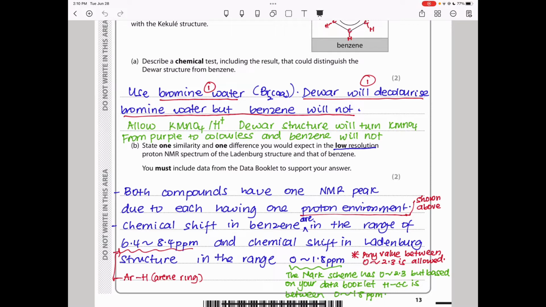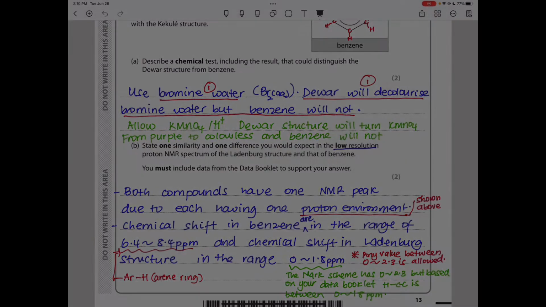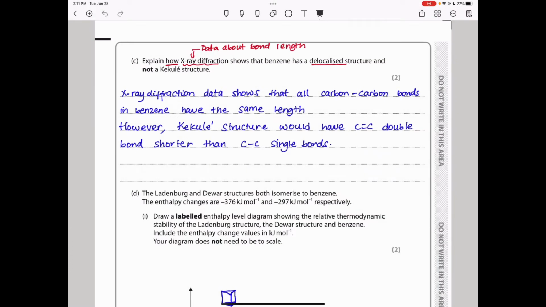There is no carbon-carbon double bond also, so it will just be HCC from the data booklet. So I will continue to the next part. Part C, explain how X-ray diffraction shows that benzene has a delocalized structure and not a Kekulé structure.